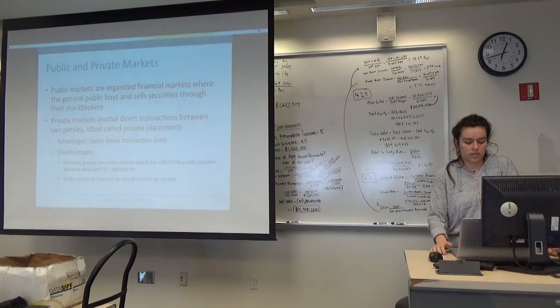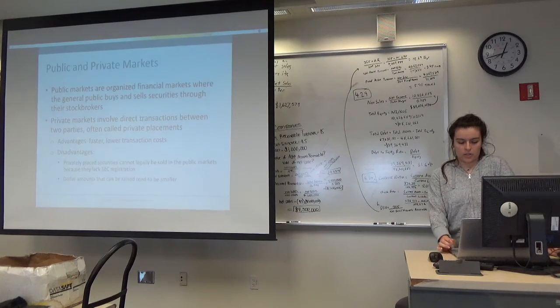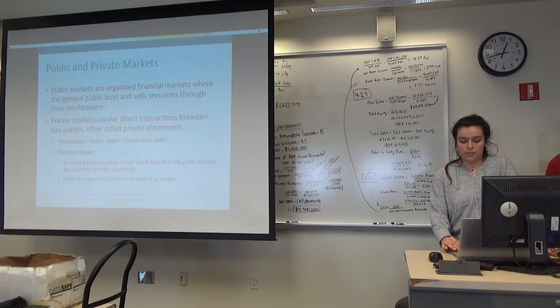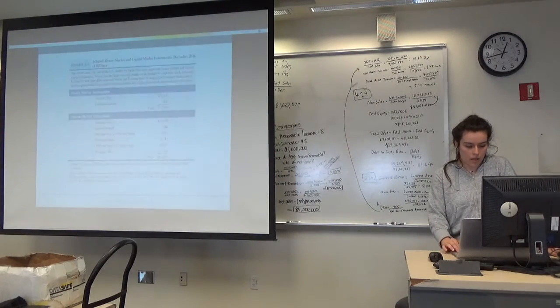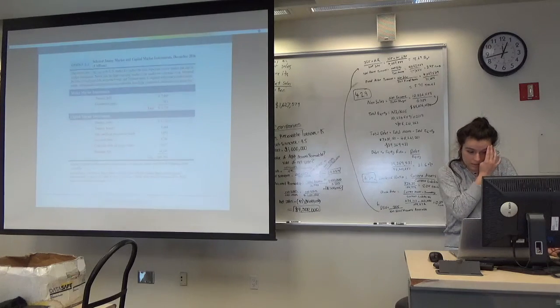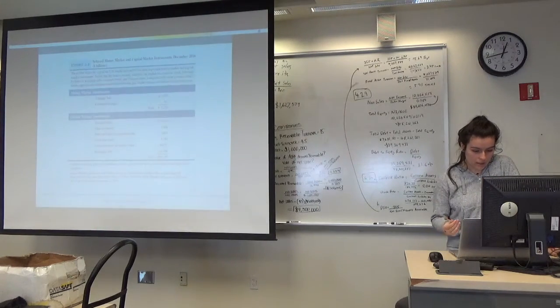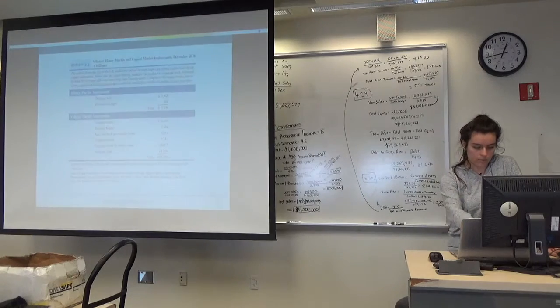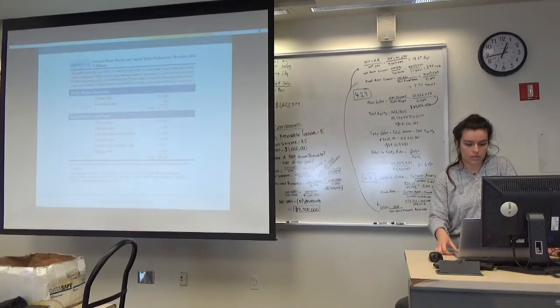Private markets involve direct transactions between two parties, often called private placements. The advantages of this are that it is faster and has lower transaction costs, but the disadvantages are that it cannot be sold in public markets because they lack the SEC registration, and the dollar amounts that can be raised tend to be smaller. So this shows an example of selected money market and capital market instruments. Basically, how to calculate these costs.